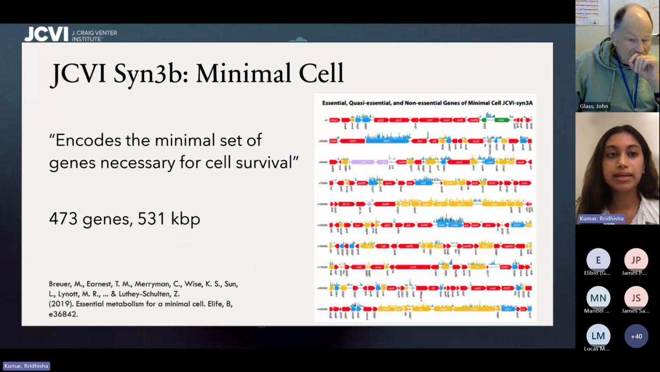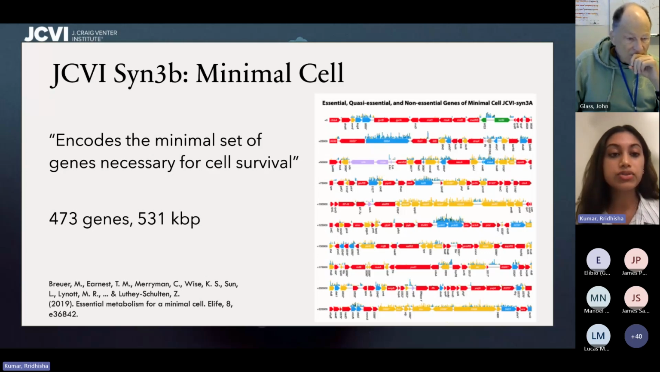So after choosing this simplified POAP pathway, our next step was finding a host organism that was suitable for testing and screening this pathway. We decided on the JCVI SYN3B minimal cell because of its simplified metabolic framework that ensures that any pathways added wouldn't really interfere with existing metabolic reactions or cause any intermediary side products.